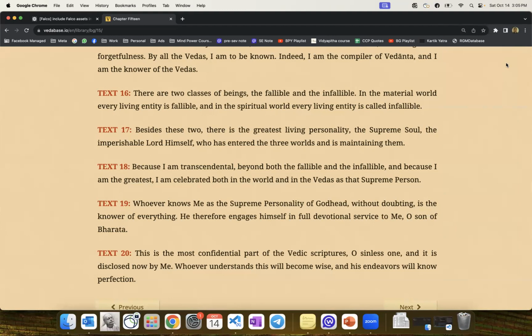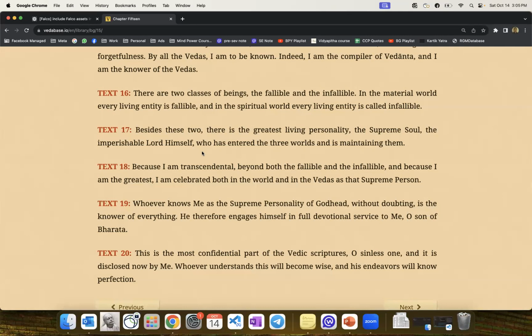Besides these two, there is the greatest living personality, the Supreme Soul, the imperishable Lord Himself, who has entered the three worlds and is maintaining them. Because I am transcendental, beyond both the fallible and infallible, and because I am the greatest, I am celebrated both in the world and in the Vedas as the Supreme Person.